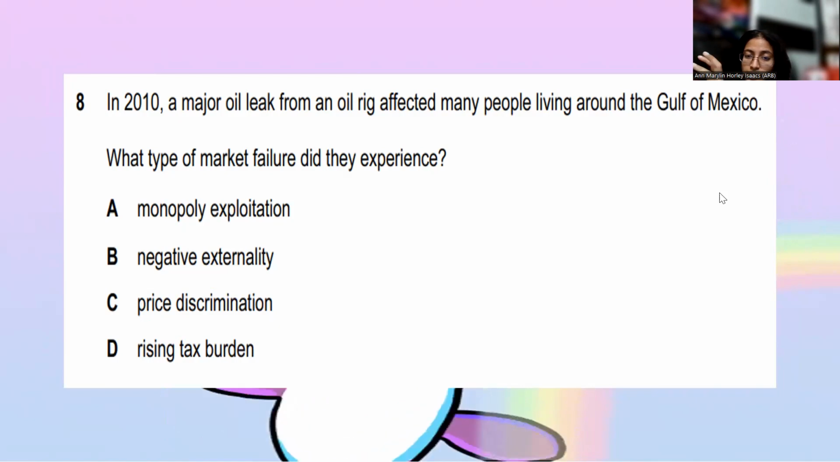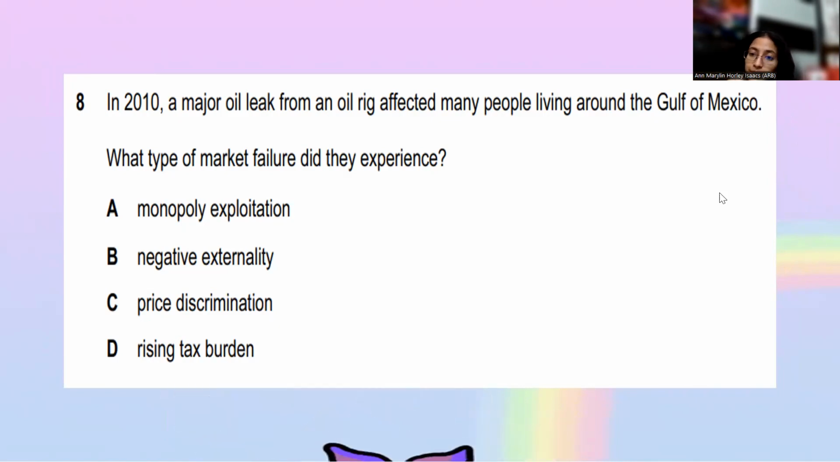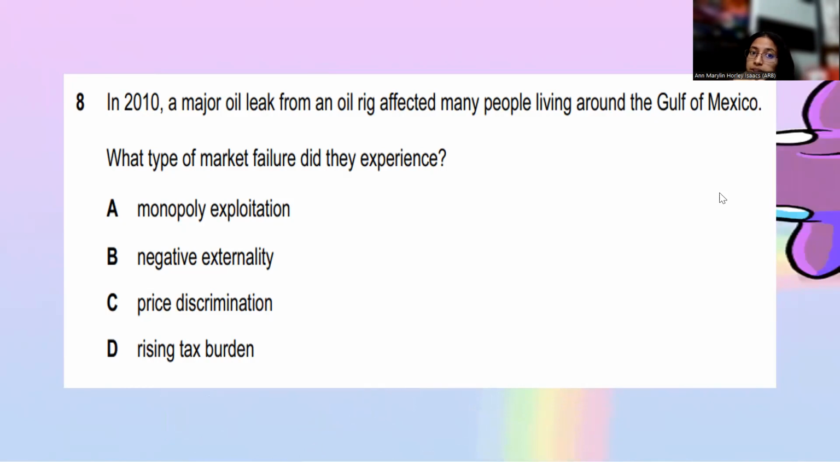But it's now not just the oil rig's problem. It's not just the oil company's problem. It is also affecting the people living in the Gulf of Mexico. Okay. So the oil leak has caused maybe the fish in the sea to die. So fishermen are now having a problem. It has caused maybe people not to be able to go scuba diving. So tourism and hotels are now affected because of the oil leak.